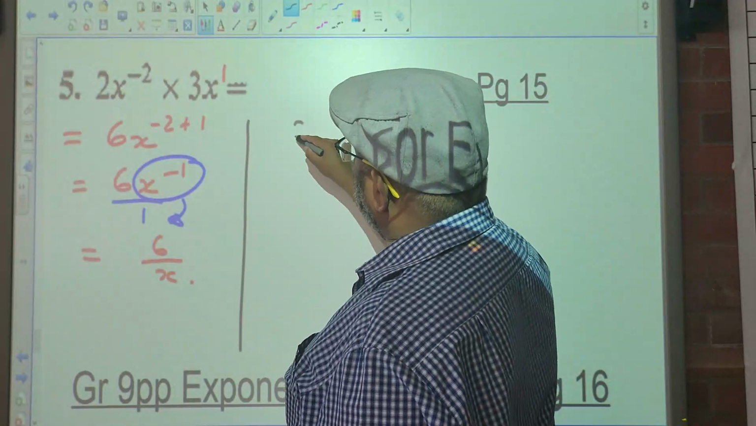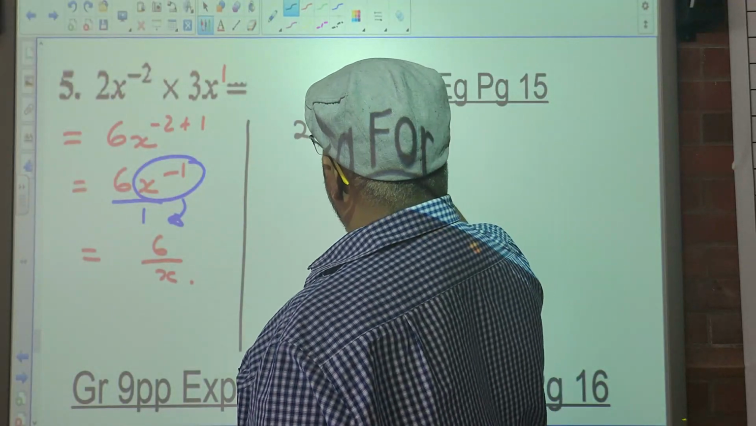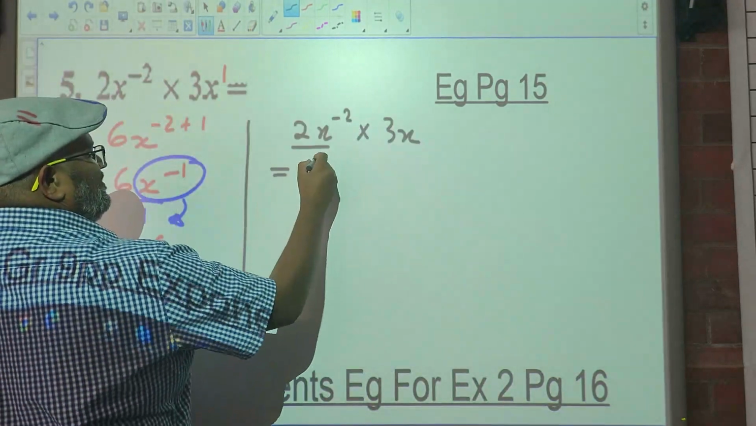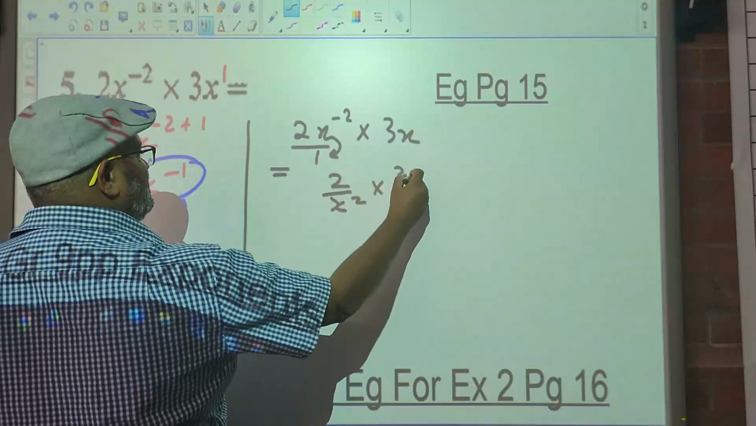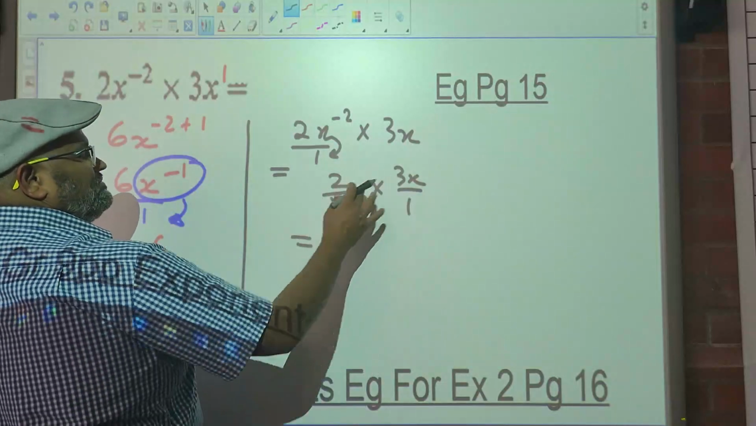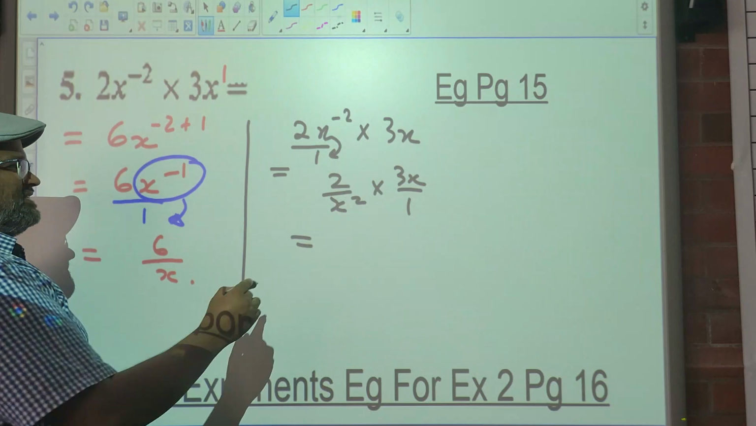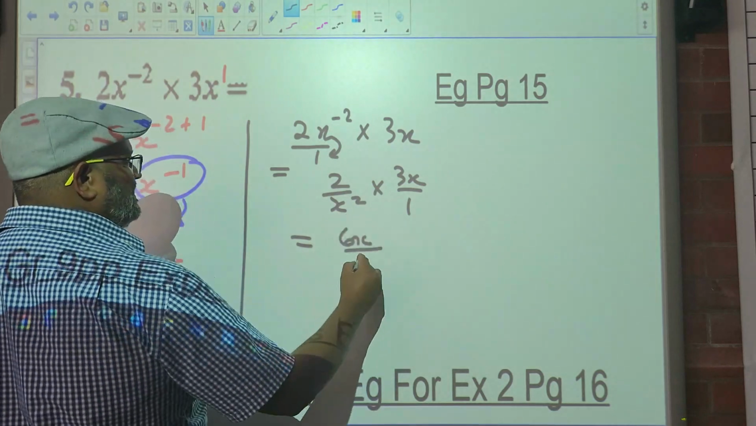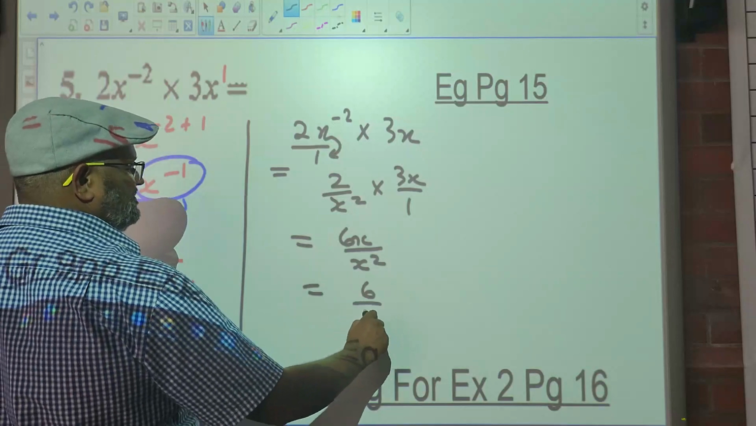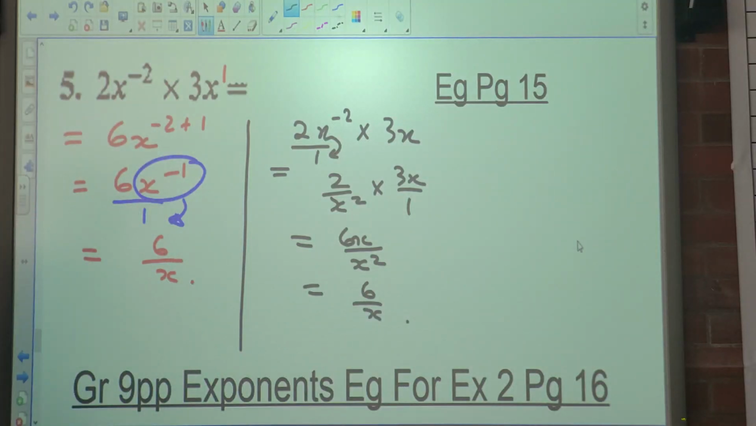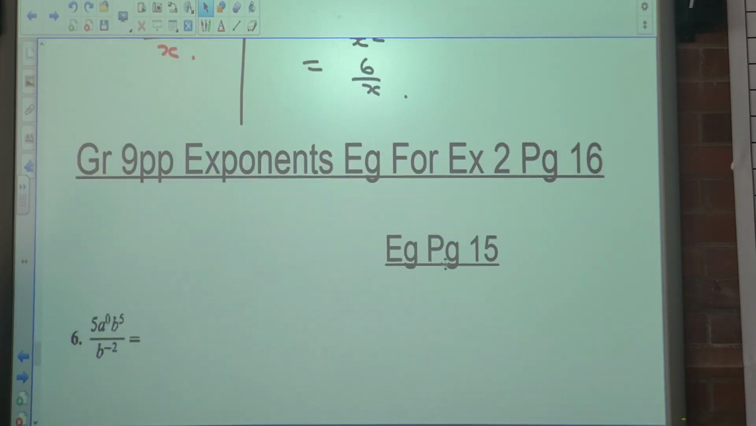Otherwise, what you could have done was you could have said 2x to the minus 2 times 3x. That's over 1. Bring the x down, so it's 2 over x squared times 3x over 1. 2 times 3x is 6x, over x squared times 1, x squared. There's more x at the bottom, so there's 6 over x. Okay, people, there's many ways of doing this. Okay, look at the next one.